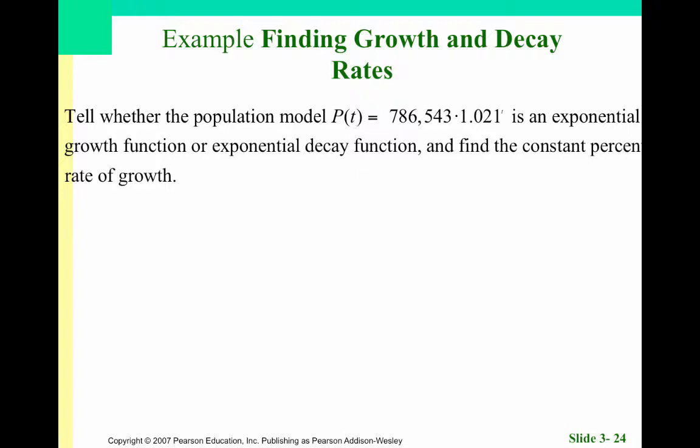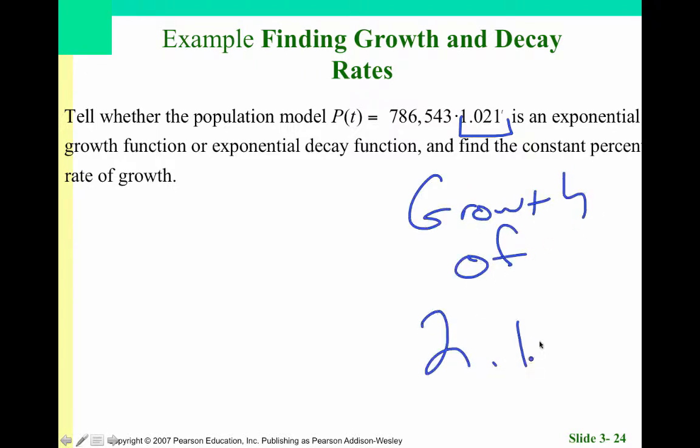Tell whether or not the population model is growth or decay. The only thing that we're looking at here is going to be this. If 1 plus r is equal to 1.021, this is going to be a growth of 2.1%, because it's 1 plus 0.021. That's where it comes from. There's our growth.